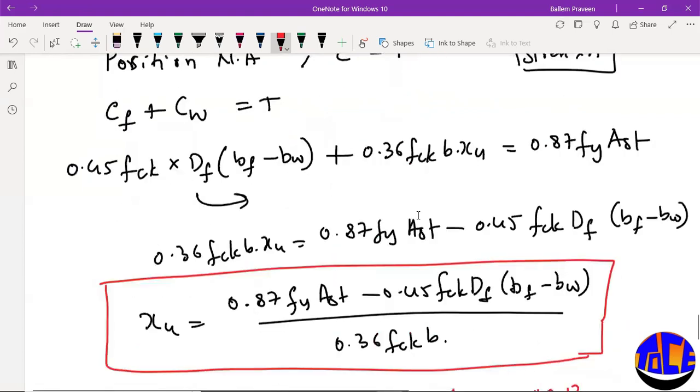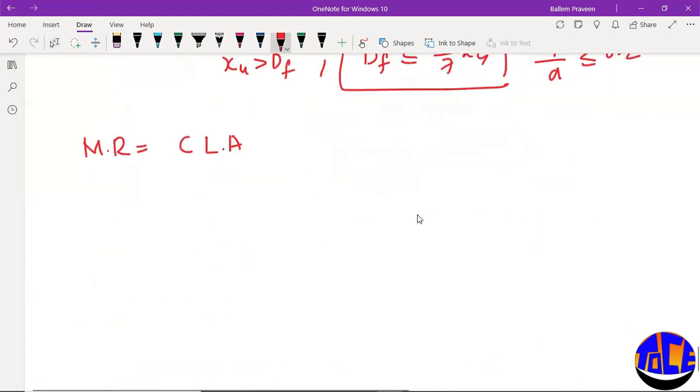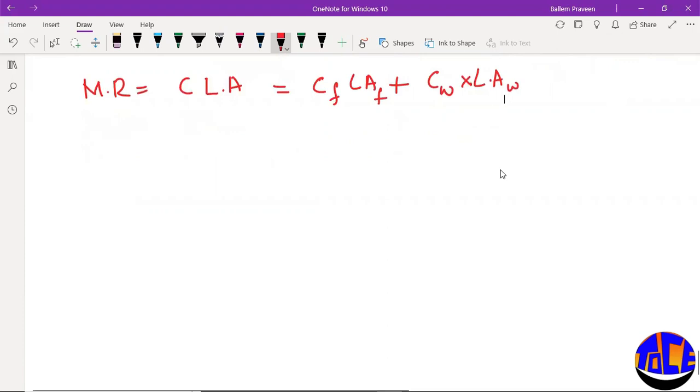Okay. So now let us find out the moment of resistance. It is equal to Cf into lever arm, the compressive force in flange into lever arm, plus the compressive force in web into lever arm. Okay, lever arm of flange and lever arm of web. So let us substitute these values.